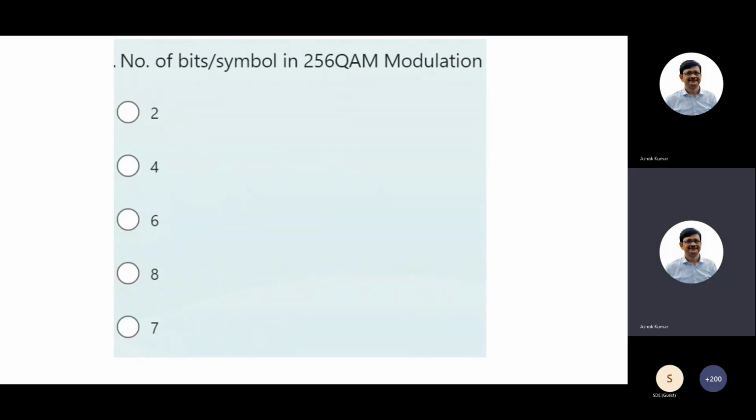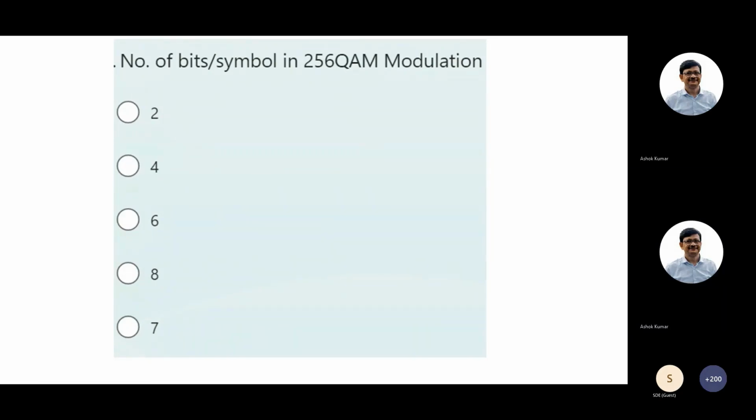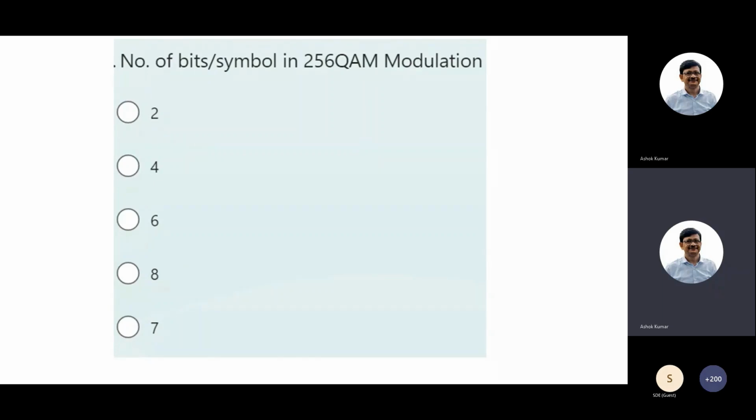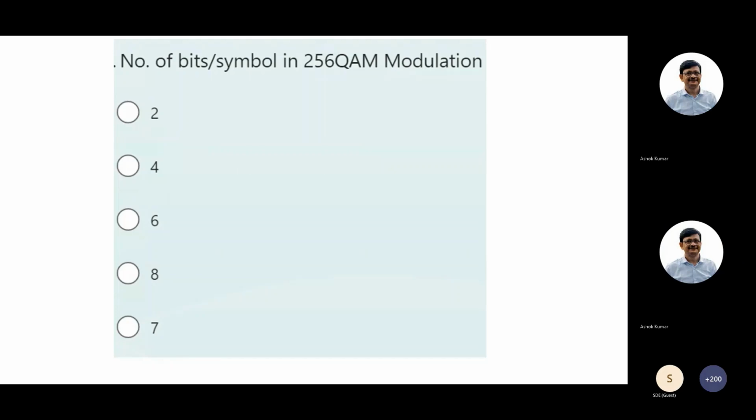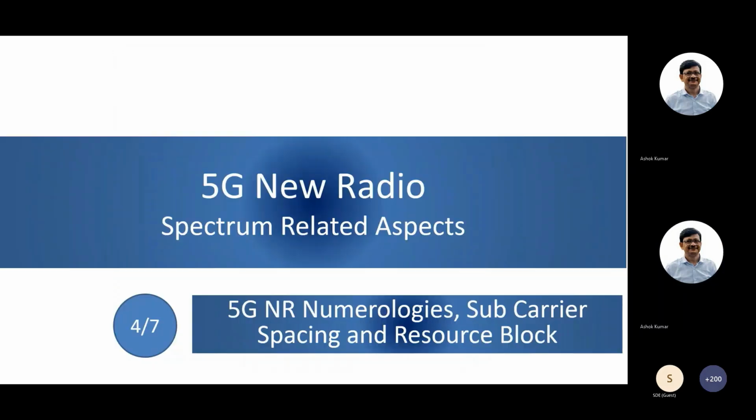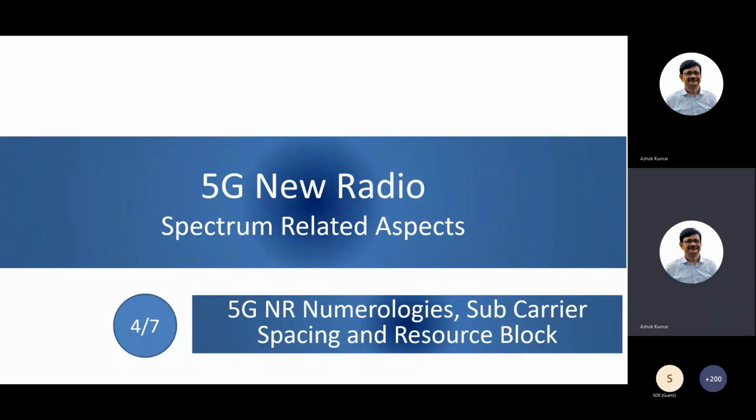Do you have any question? Okay, so you answer this: number of bits per symbol in 256. Your answers are correct. Very right. Good.